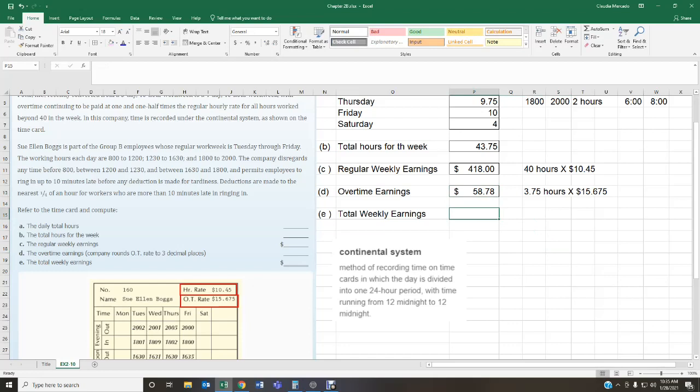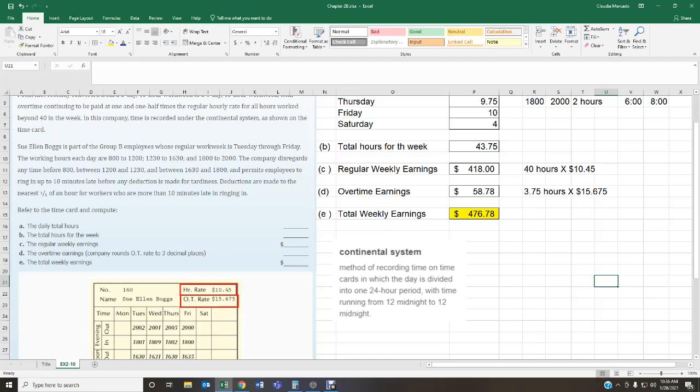Okay, now we can get our total weekly earnings. Our total weekly earnings is the sum of your regular pay plus your overtime pay. And that will give you 476.78. So that is how much the employee earned by working the 40 hours regular pay and then 3.75 hours of overtime during their work week.